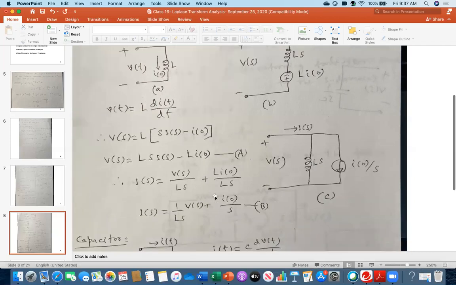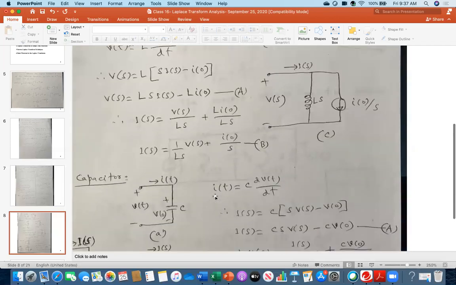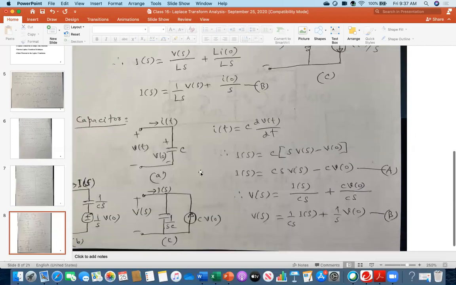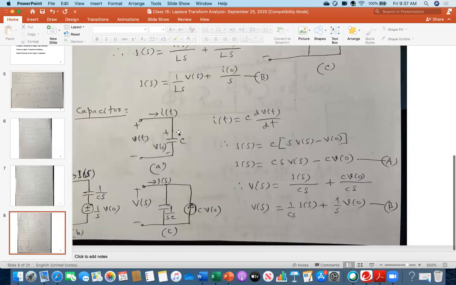Now look at the capacitor, and then I am going to the problem. For example, we have a capacitor with voltage across it v(t) in the time domain, and current flowing i(t). I am assuming that there is some initial voltage V0, the initial value of the capacitor voltage. You all know this representation: i(t) equals C dv/dt in time domain. Now convert this into the Laplace domain.